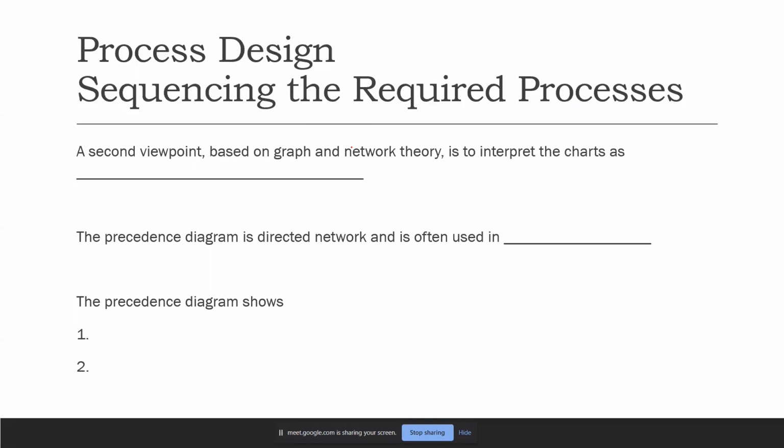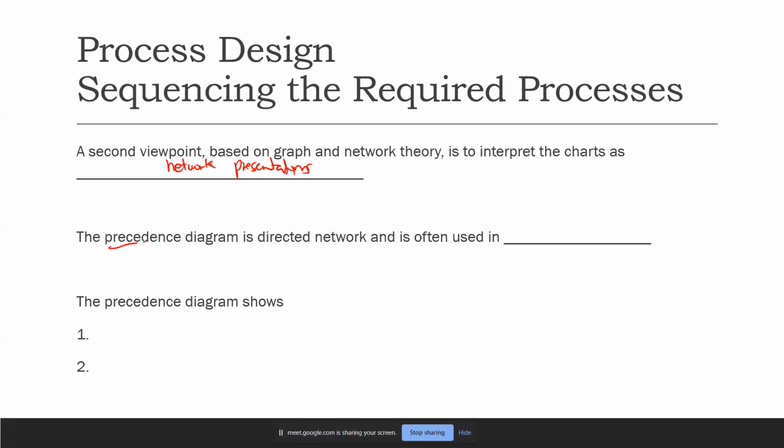Now, a second viewpoint based on the graph and network theory is to interpret the chart as network presentations. So, kumbaga, alam na natin yung mga flow. Di ba? Alam na natin lahat ng mga processes. But the question is, which of those processes need to come first? Anong uunahin ko? Kasi kung minsan, halimbawa, may isang process doon na parehong machine ay gagamitin for producing those two different component parts. Anong uunahin kong process? Anong uunahin kong component part?